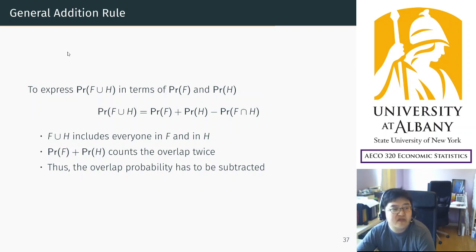Now I'll call this the general addition rule. The general addition rule is about the relationship between the probability of the union and two basic probabilities. First, the union is always greater than the single event, the basic event. So it starts from addition, but you have to subtract something.